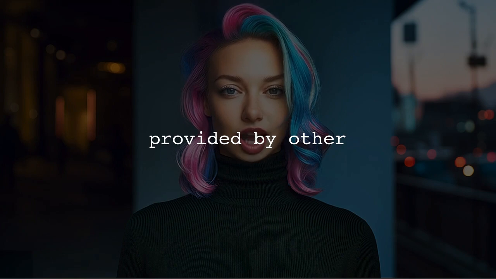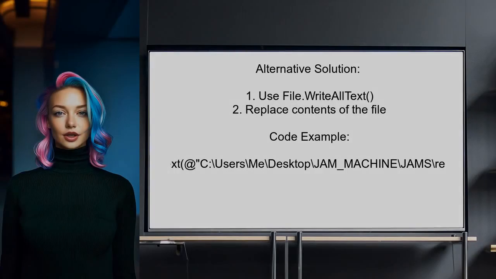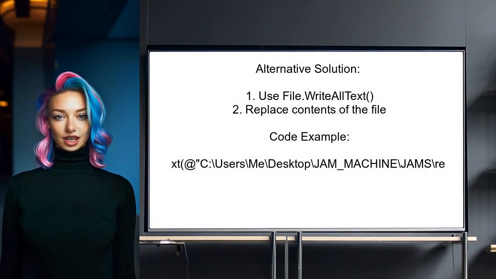Now, let's look at the answers provided by other users. An alternative solution provided by another user suggests a simpler way to overwrite your text file. Instead of using a stream writer, you can directly use the file.writeAllText method. This method will replace the contents of the file with the new data you provide.